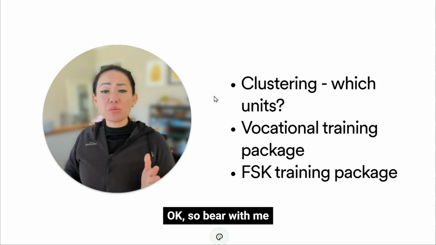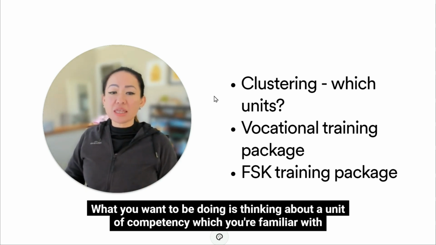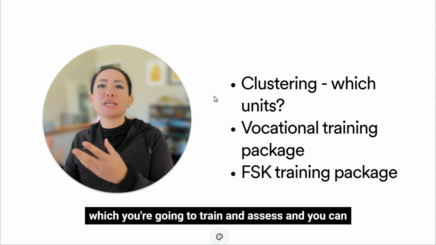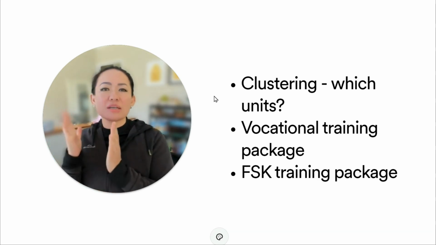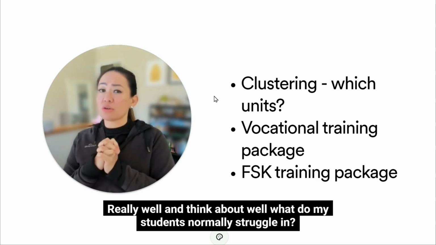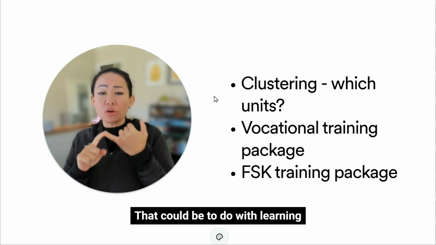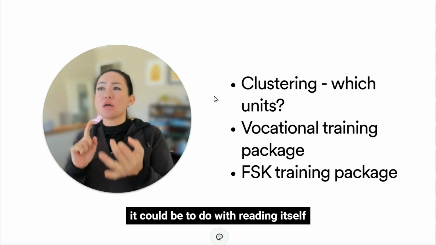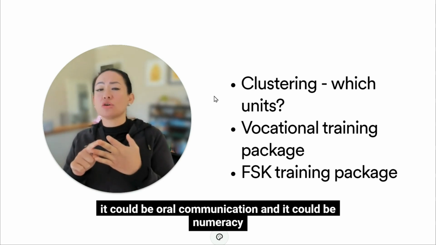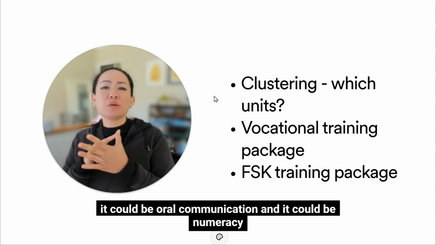So bear with me. What you want to be doing is thinking about a unit of competency which you're familiar with, which you're going to train and assess, and you can read it really well. And think about, well, what do my students normally struggle in? That could be to do with learning. It could be to do with reading itself. It could be writing skills. It could be oral communication, and it could be numeracy.